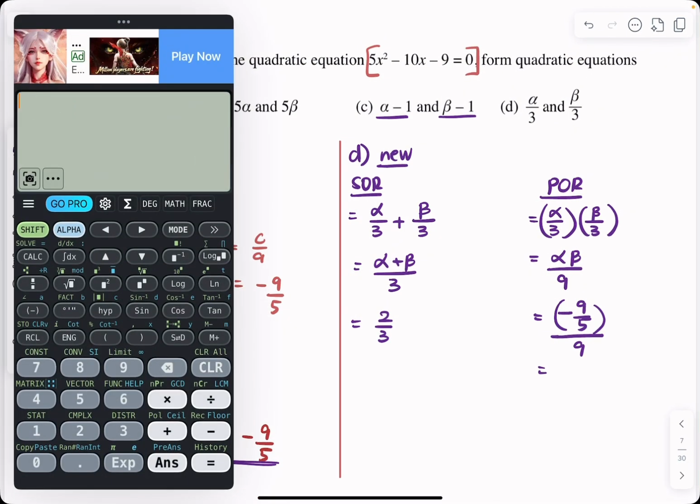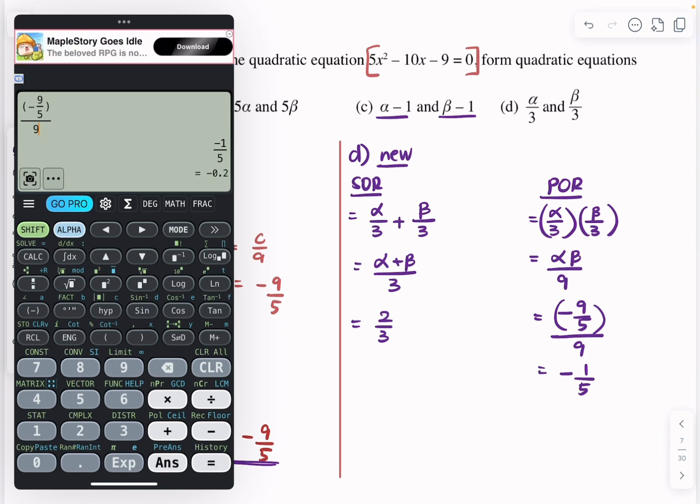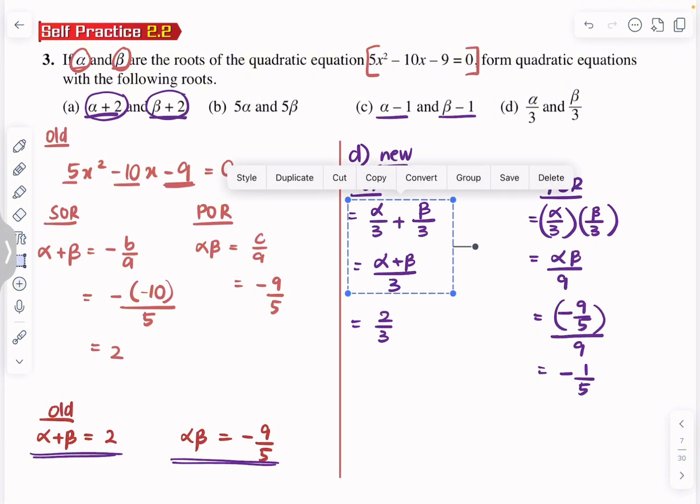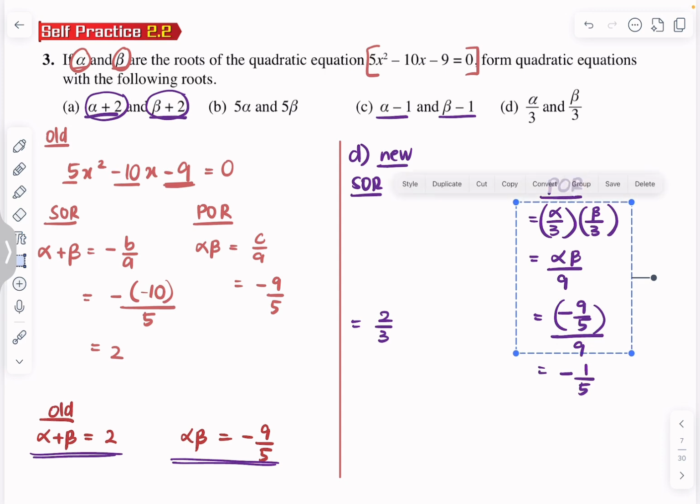We can simplify this. Negative 9 over 5 over 9 is negative 1 over 5. This one, make sure you type in your calculator correctly. Make sure you use bracket. Because fractions in a fraction, most students will make mistake. So you make sure the top one is in bracket. Okay. Right. So now we got our new SOR, new POR. We can now delete this first so that we have enough space.